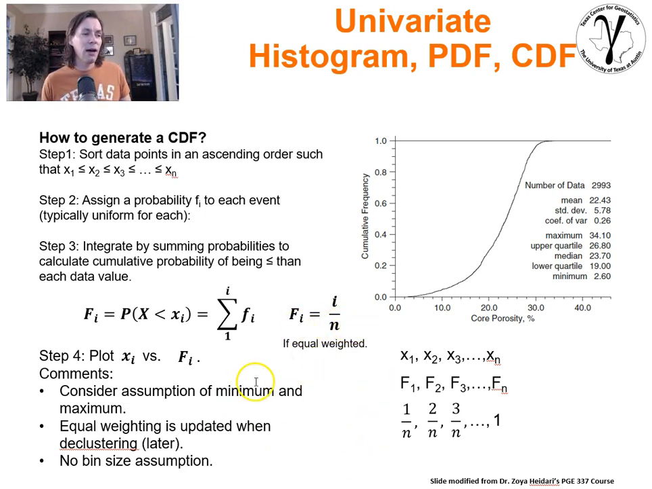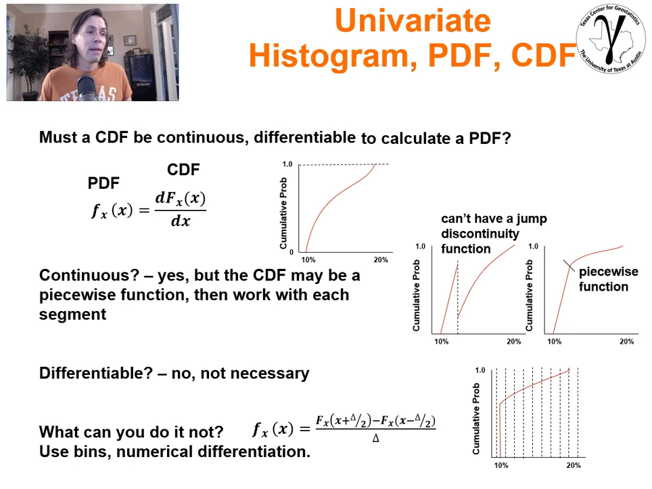And so now what you have is the cumulative probability for each one of the values sorted in ascending order, and you have the data values sorted in ascending order. Now, if you plot the cumulative values against the data values sorted in ascending order, you get this plot right here. So what's the thing about this? Well, equal weighting. If you wanted to do declustering, you'd have to incorporate that into the cumulative probability calculation. And there's no bin size assumption. It's at the resolution of the data, which is pretty useful.